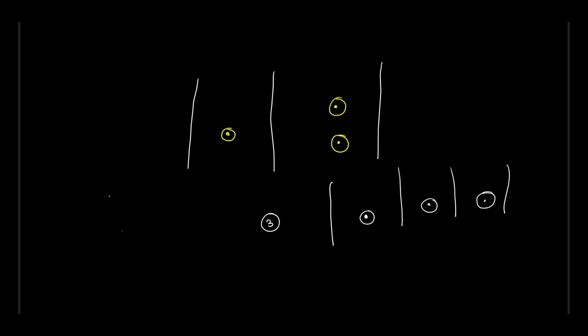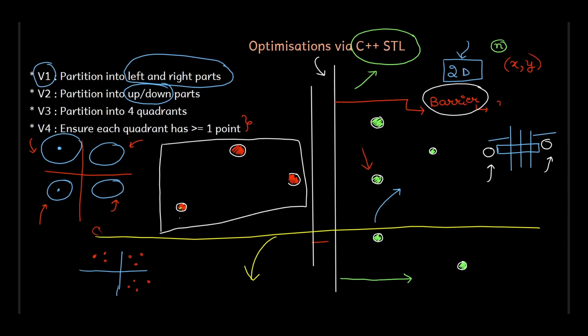You can say that the answer is the count of unique x coordinates plus 1. This is the answer for the first problem, where you were asked to partition the entire set into the left and the right region. Now, how do you solve for the up and down region? For the up and down region, you can follow a similar strategy.